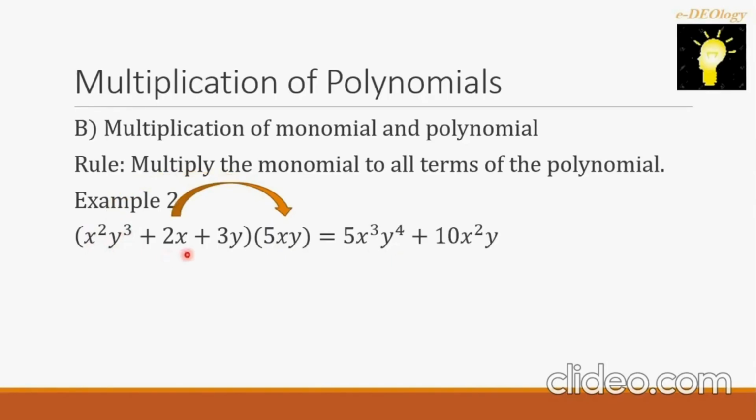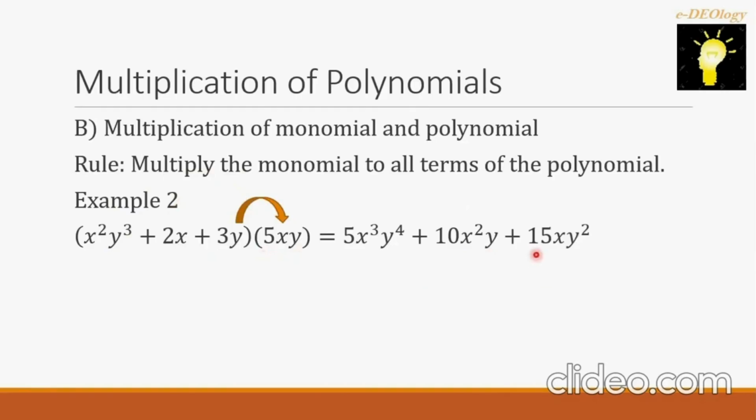Next is the 2x multiplied to the 5xy. The numbers become 10, 2 times 5 is 10. For the x and x, it becomes x squared. The y, there is no y in the term here, so we'll just copy the y in the product. So 10x squared y. The next is the 3y multiplied to the 5xy.